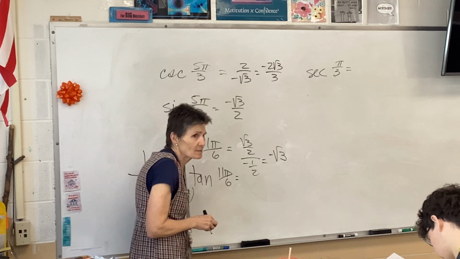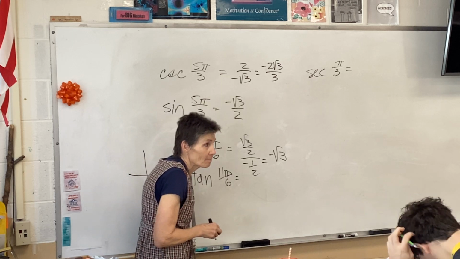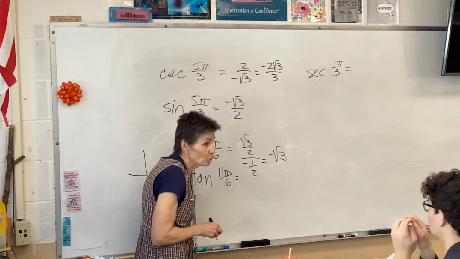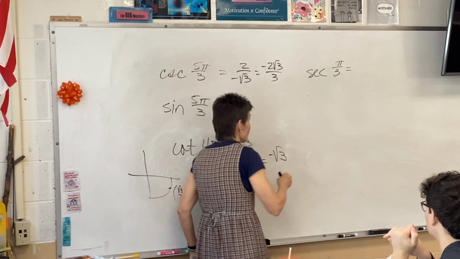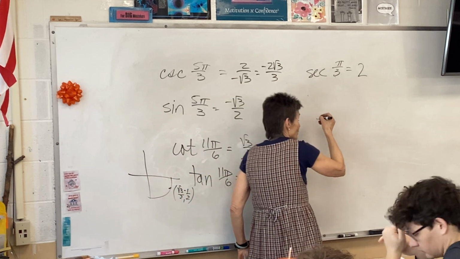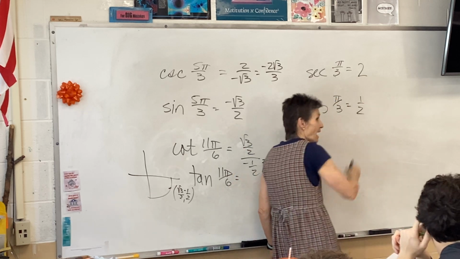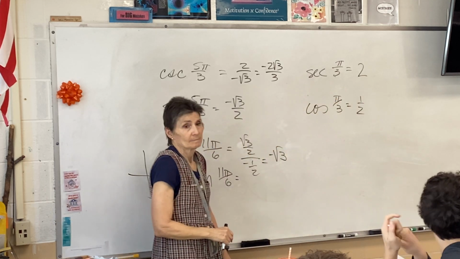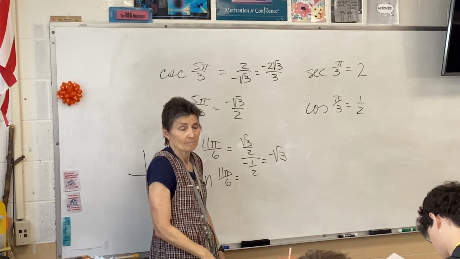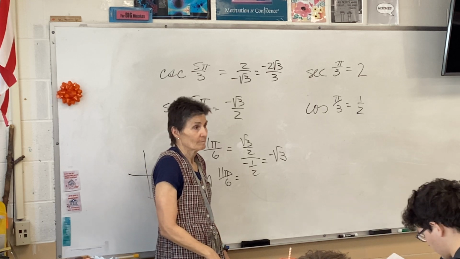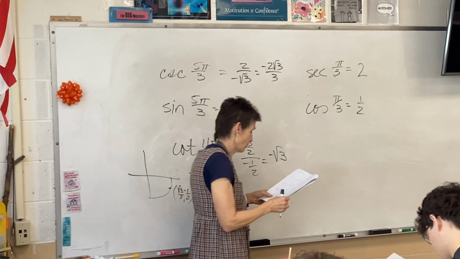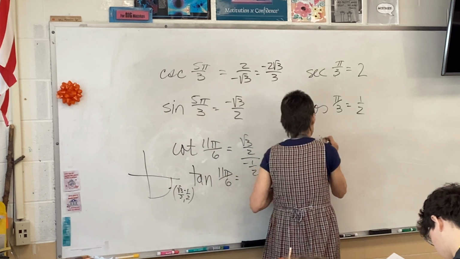Okay, can we get an answer here? The answer's 2. Why is the answer 2? Because the cosine of pi over 3 is 1/2. Right?